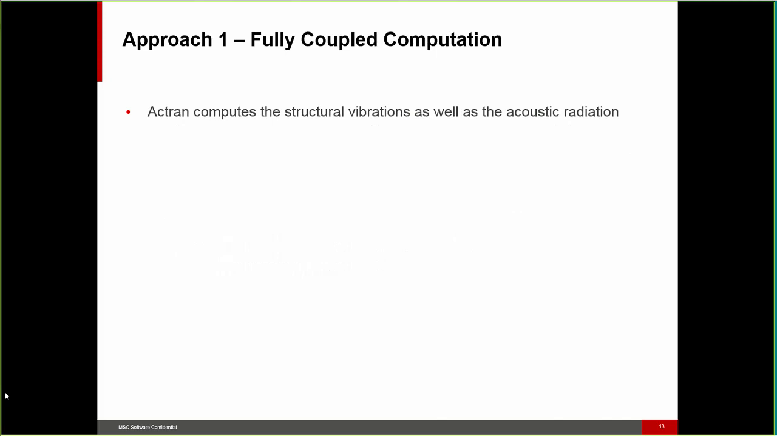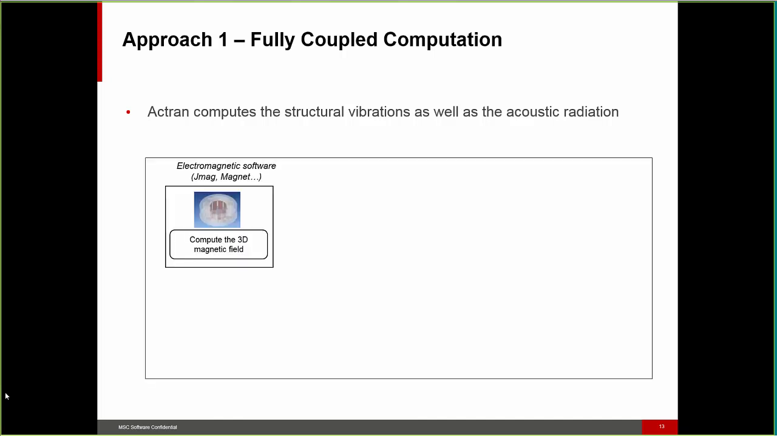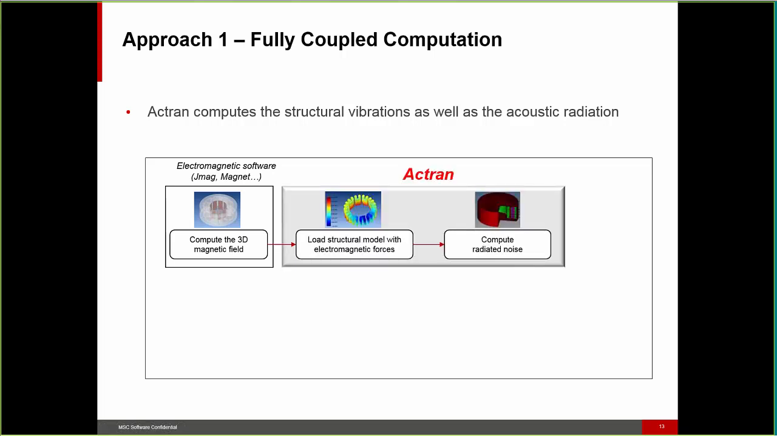Now, let's look at the fully coupled computation more closely. In a fully coupled computation, Actran computes the structural vibration as well as the acoustic radiation. So to analyze electric motor noise, first the electromagnetic forces are calculated by an external software such as JMag or Magnet. And these electromagnetic forces are then used as the excitation to the structure and also the acoustic radiation model.